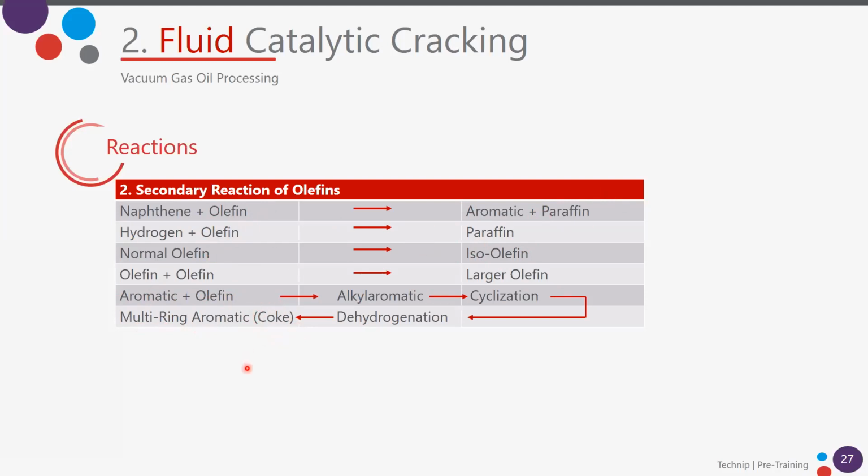So we have our primary reactions and we will have our secondary reactions. So it is important, remember, to separate the catalyst from the vapors from the reactor after 2-3 seconds and avoid secondary reactions or recracking of the product, because it will produce lighter components or components with lower octane number.